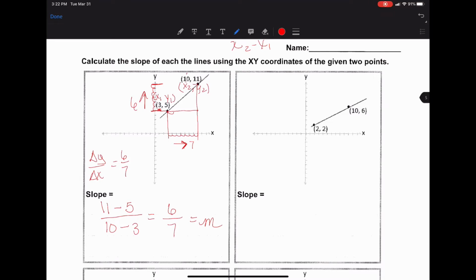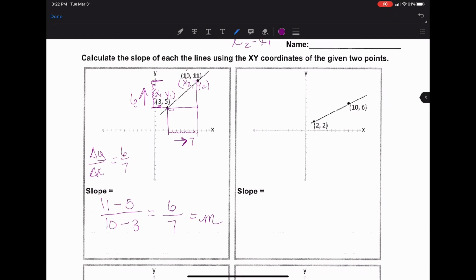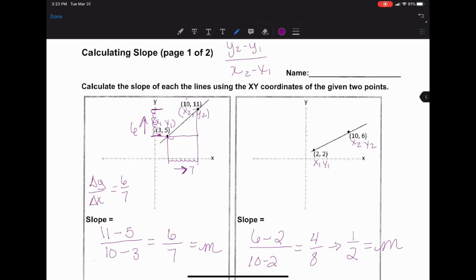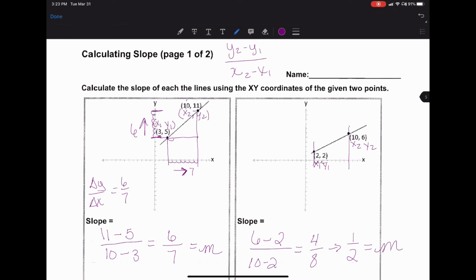Number 2, I'm going to label the points first. So x1, y1, x2, y2, y2 minus y1. So y2, which is 6, minus y1, which is 2, over x2, which is 10, minus x1, which is 2. So then I get 4/8, which reduces to 1/2. So that's my slope. And if I verify it, 5, 6, 7, 8. So right 8. And up 1, 2, 3, 4, up 4.